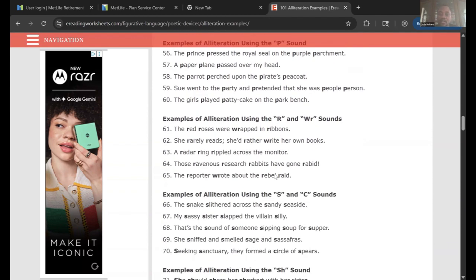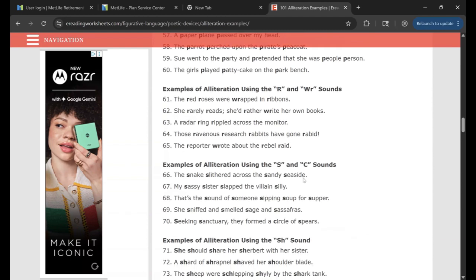Examples of alliteration using the R and the WR sounds. The red roses were wrapped in ribbons. She rarely reads. She would rather write her own books. A radar ring rippled across the monitor. Those ravenous research rabbits have gone rabid. The reporter wrote about the rebel raid. Is it good with R's? Do you have any trouble with the R sounds? All good. Okay, next examples.